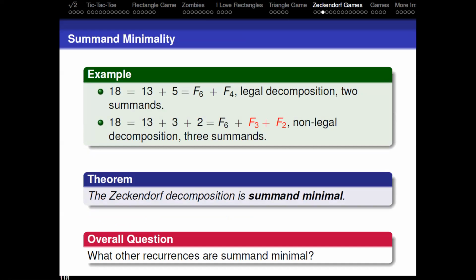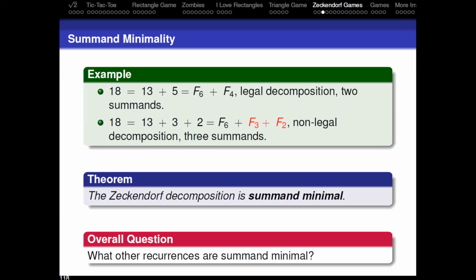Now, a big thing is called summand minimality. I gave you two different decompositions of 18. One is the Zeckendorf decomposition, 13 plus 5. Another is 13 plus 3 plus 2, and that has more terms. It turns out that the Zeckendorf decomposition is always minimal. There might be another decomposition that has the same number of terms, but nothing is going to have fewer terms.